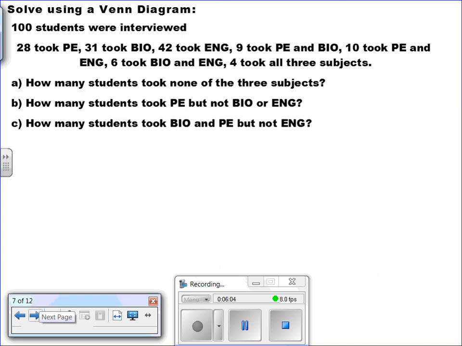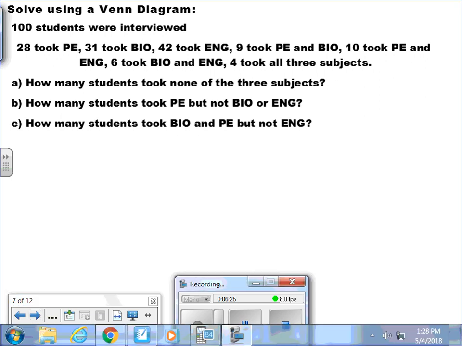Solve using a Venn diagram. 100 students were interviewed. 28 took PE. 31 took bio. 42 took English. 9 took PE and bio. 10 took PE and English. 6 took bio and English. And 4 took all 3 subjects. Whew. That's a whole lot of information.